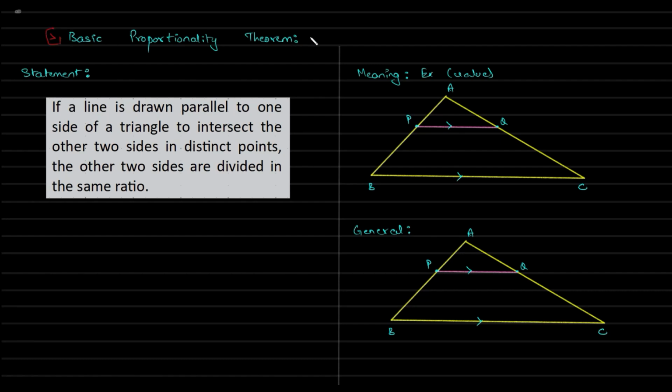BPT, basic proportionality theorem. It is called in both of these ways, so you guys can remember both. Let's look at the distinct words that we will use here, which are not used in your day-to-day life. If a line is drawn parallel to one of the sides to intersect the other two sides in distinct points, the other two sides are divided in the same ratio.